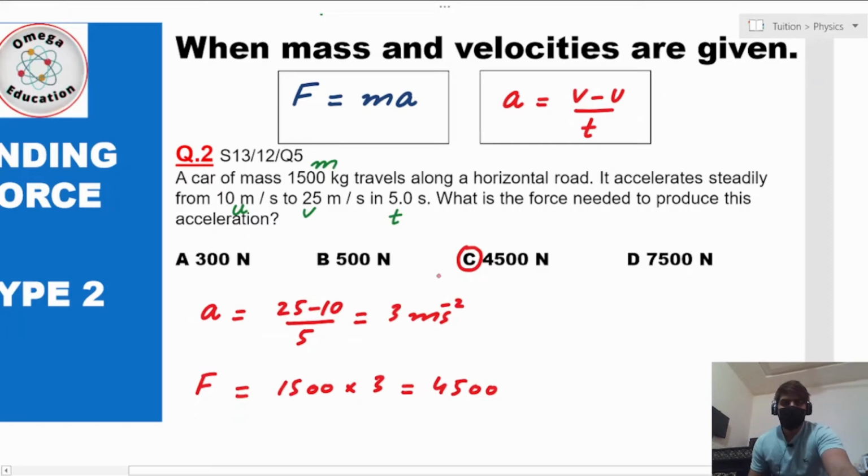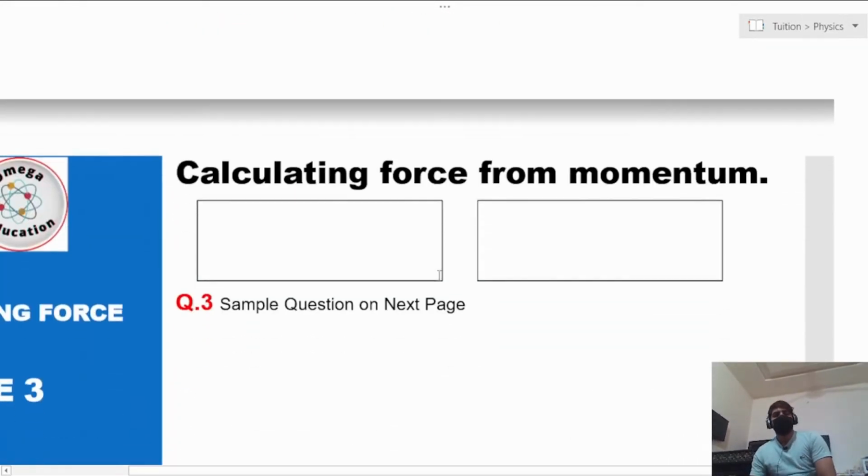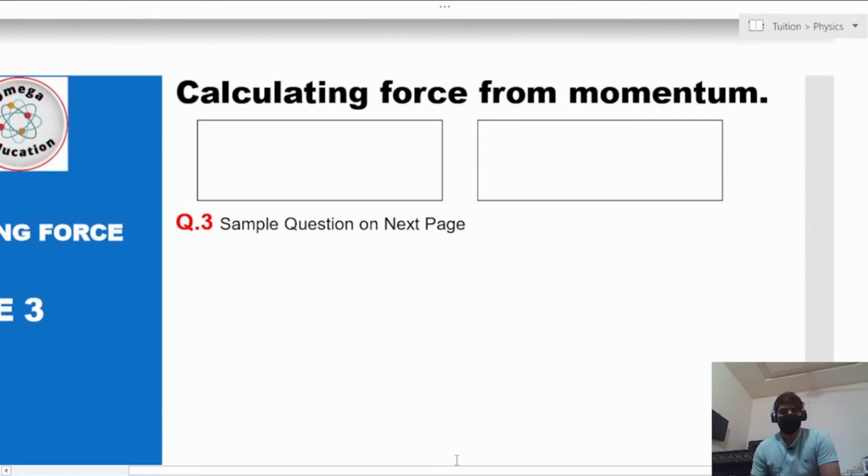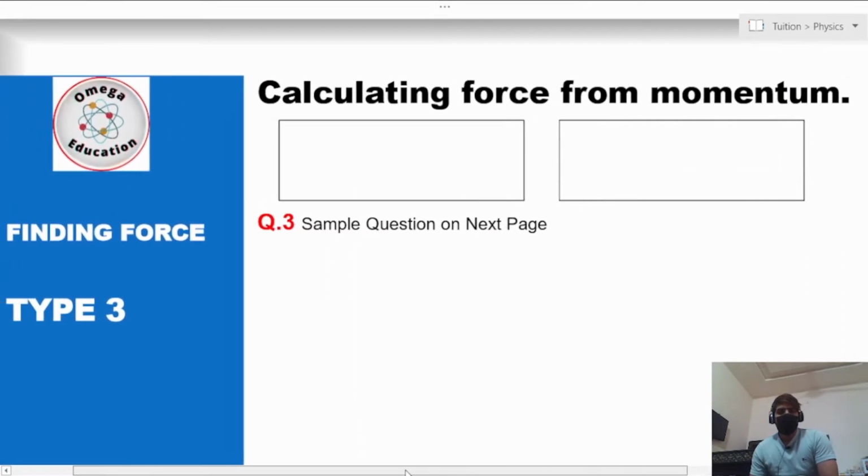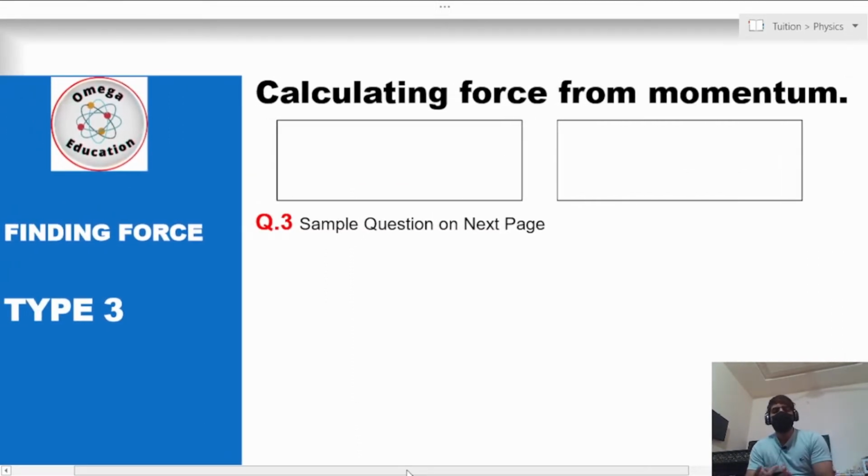All right, now let's move on to the next one, case 3. Now it is a case which is slightly different from the first two. Now you have to calculate force from momentum. Momentum is something which has been there in IGCSE and GCSEs, but recently added in O levels from the 2023 syllabus. You'll be tested for momentum as well.